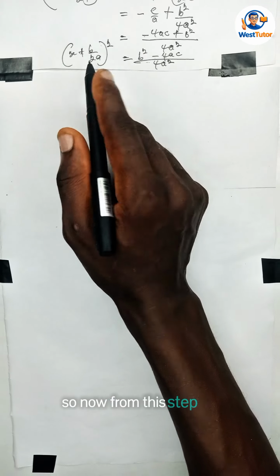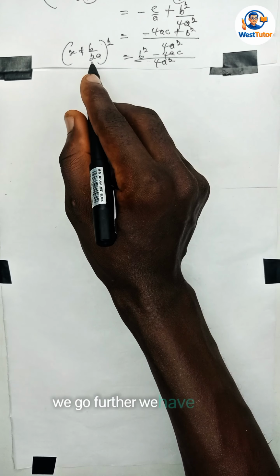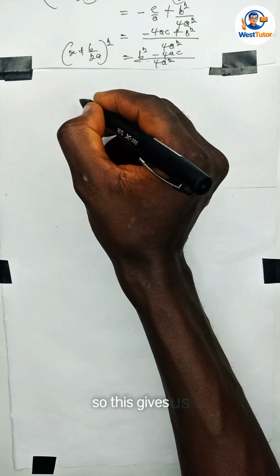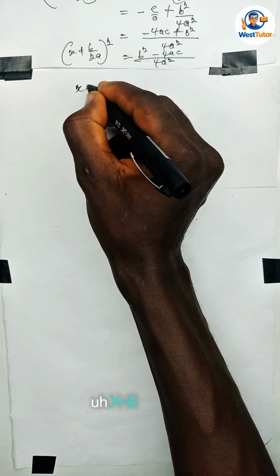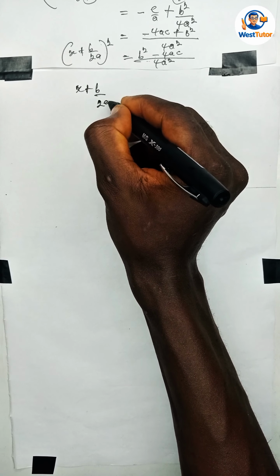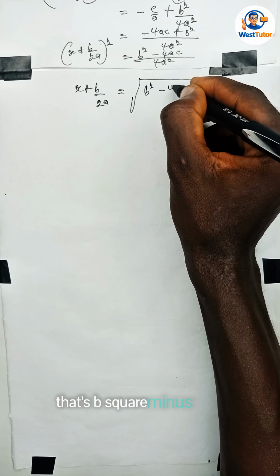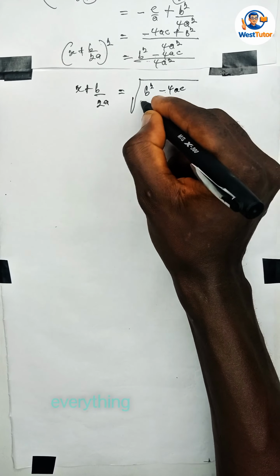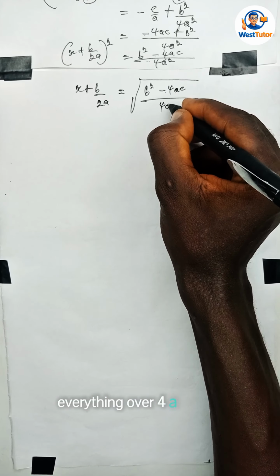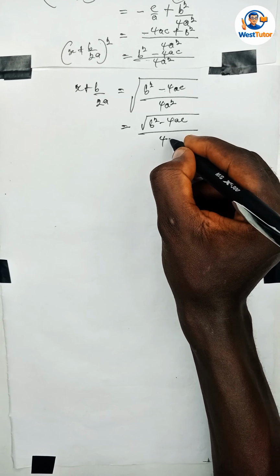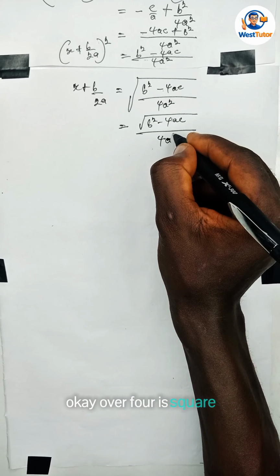So now from this step, we go further. We have to clear out the square on the left hand side. So this gives us x plus b over 2a is equal to the square root of the whole term here, that's b squared minus 4ac everything over 4a squared. So we can rationalize this to be b squared minus 4ac over 4a squared.